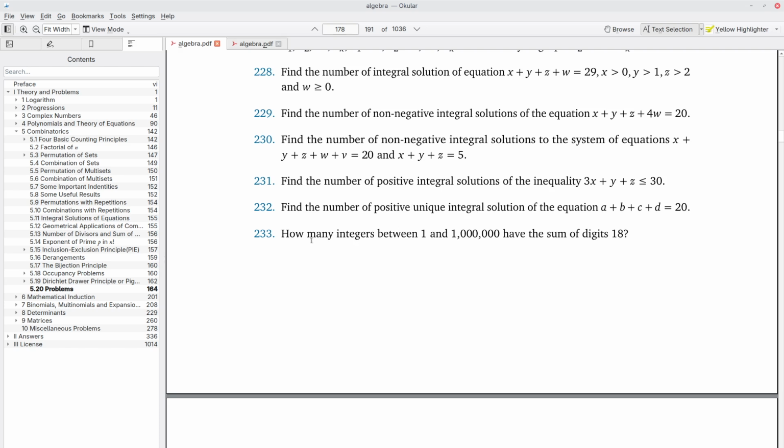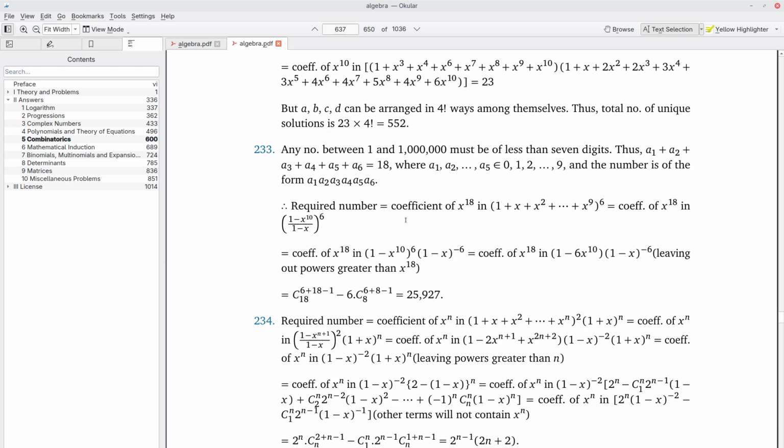Question 233 says: how many integers between 1 and 1 million have the sum of digits 18? So we are not considering 1 million here, we are considering up to 999,999. So there should be at most 6 digits. We take those digits as A1 plus A2 plus A3 plus A4 plus A5 plus A6 is equal to 18, which is given. Now A1 through A6, this should be 6, can be 0 through 9. And the number is of the form A1, A2, A3, A4, A5, A6.